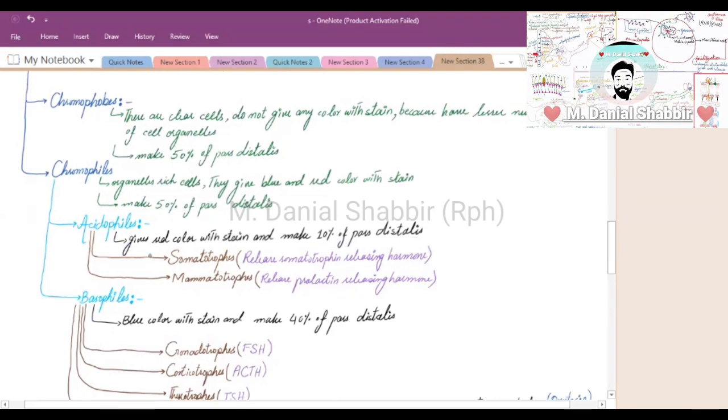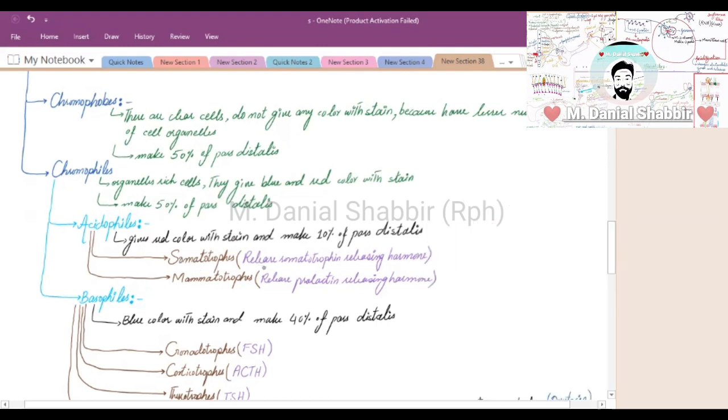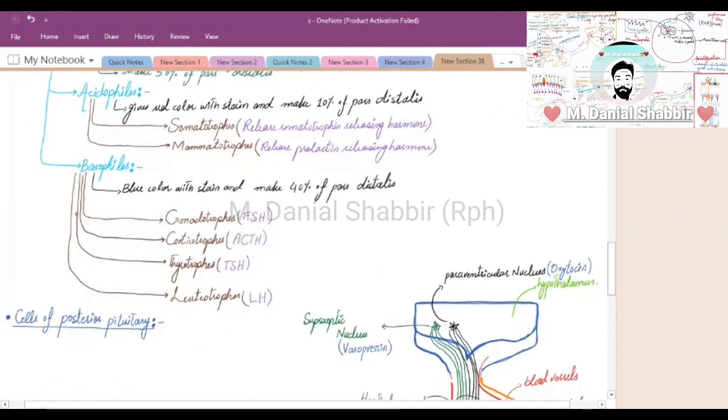Okay. And the acidophiles are again further subdivided into two different categories. The first category is somatotrophs, and the second category is mammatotrophs. Somatotrophs are going to release somatotrophic releasing hormone, and mammatotrophs are going to release prolactin releasing hormone. We are not going into the details of the function because we are concerned here with anatomy, right? Okay. Now come to the basophiles.